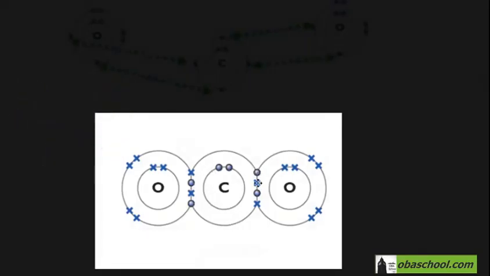As for carbon, it also has 8 electrons in the outermost shell with 4 pairs of shared electrons. And the oxygen atom to the right also has 8 electrons, just like the other oxygen atom. A double bond is formed between carbon and each of the oxygen atoms, and we represent the molecule as O, double bond C, double bond O.